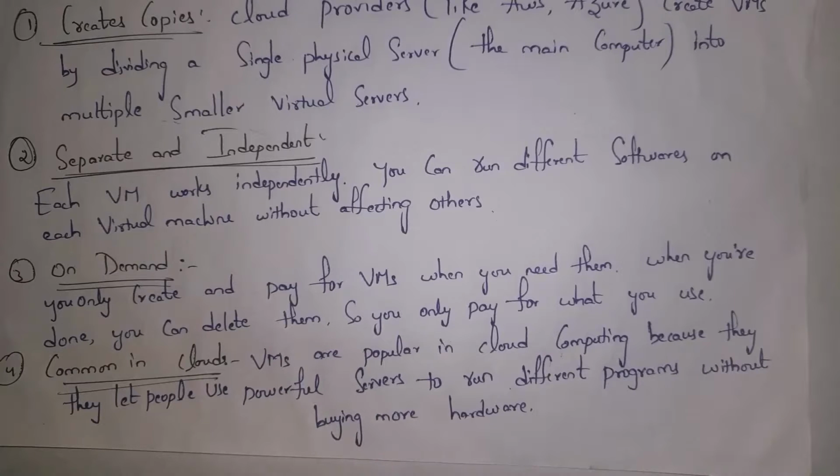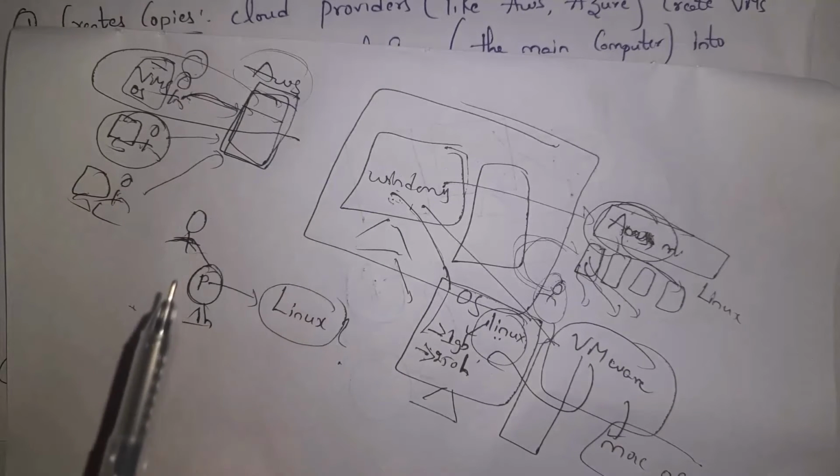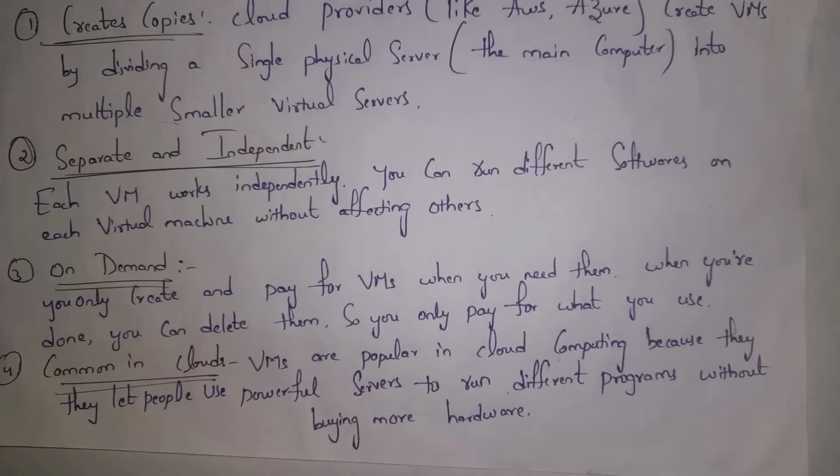And fourth point is common in clouds. Virtual machines are popular in cloud computing because they help people use powerful servers to run different programs without buying more hardware. Normally, if you want to purchase a single server, it is very costly, around lakhs. So just by paying a small amount, we can rent servers in cloud-based websites, which will save our money.